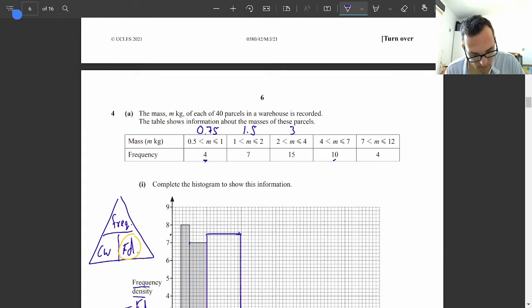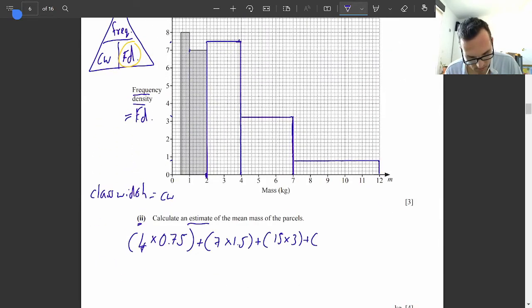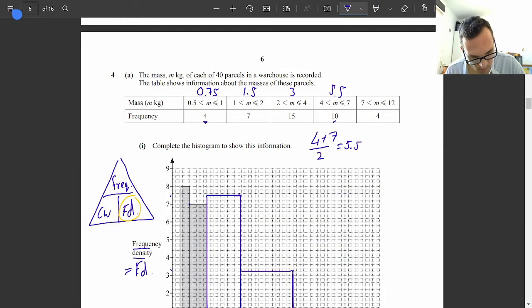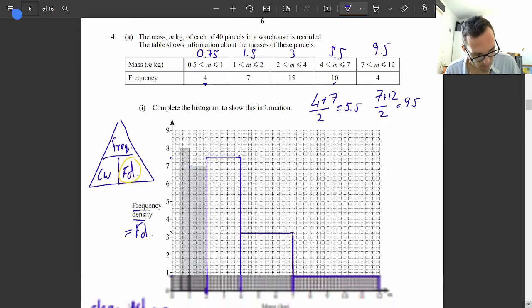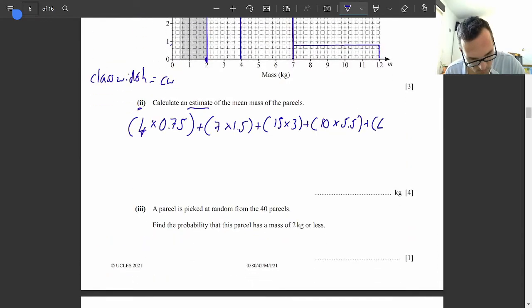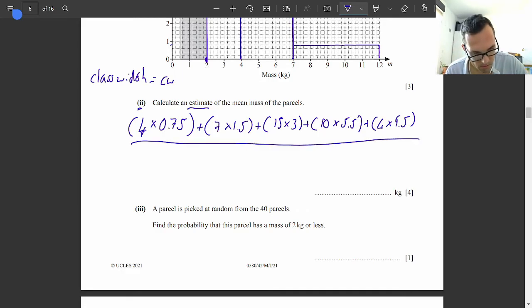10 parcels between 4 and 7. If you're not sure what the midpoint is, add the 2 values together and divide by 2. So 11 divided by 2 is 5.5. So the middle between 4 and 7 is 5.5. 10 parcels at around 5.5 kilograms. And the last one, 7 plus 12 divided by 2 gives us 9.5. So the midpoint there is 9.5. 4 parcels, about 9.5 kilograms each. All of that needs to be divided by how many there are.